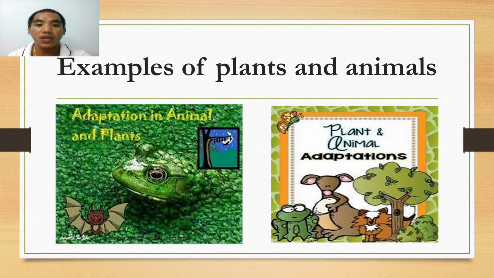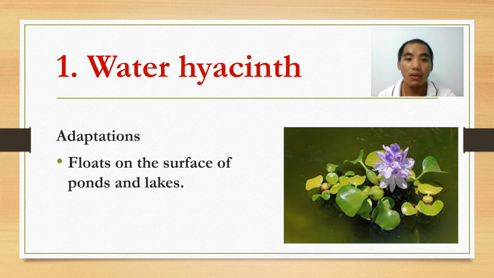We have here the examples of plants and animals. First is water hyacinth. How does a water hyacinth adapt to its environment? First, it floats on the surface of ponds and lakes. Therefore, a water hyacinth lives on water.